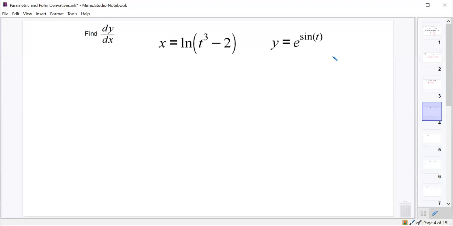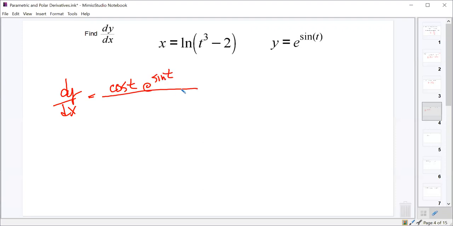All right, let's make sure we remember how to take the derivatives of some of these other functions now. So let's find dy/dx for this one. What's dy/dt going to be? Cool. Got to use the chain rule on it, right? Yeah, what's yours? Cosine t times e to the sine t.